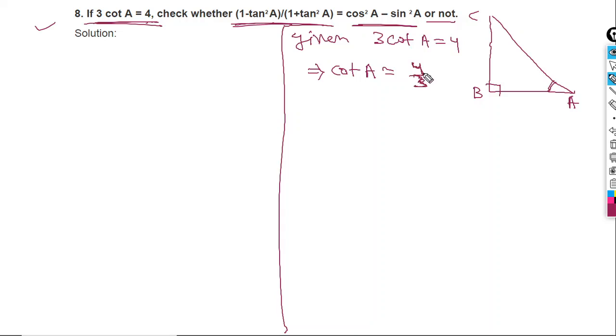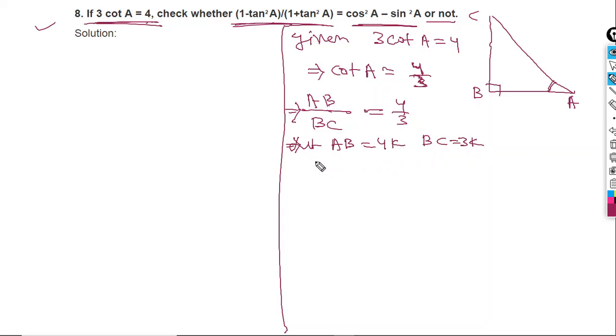Okay? Cot A equal to 4 by 3 implies, what is the formula of cot A? Adjacent side divided by opposite side. You can write adjacent side is your AB, opposite side is BC. AB by BC equal to 4 by 3 implies you can write, let AB equal to 4K, BC equal to 3K.